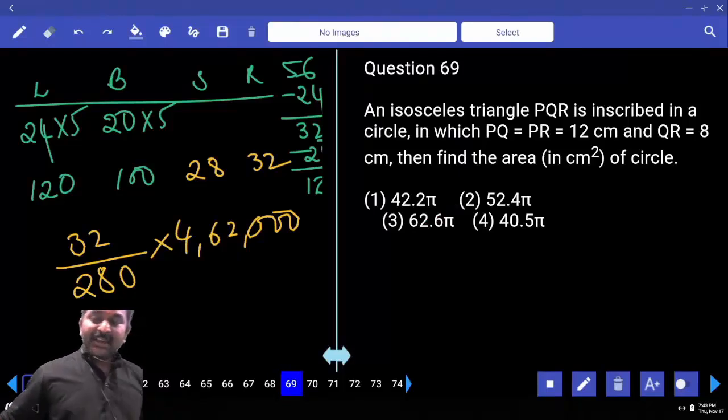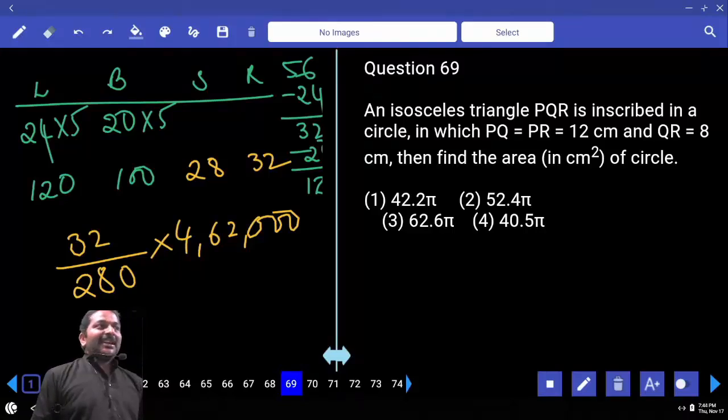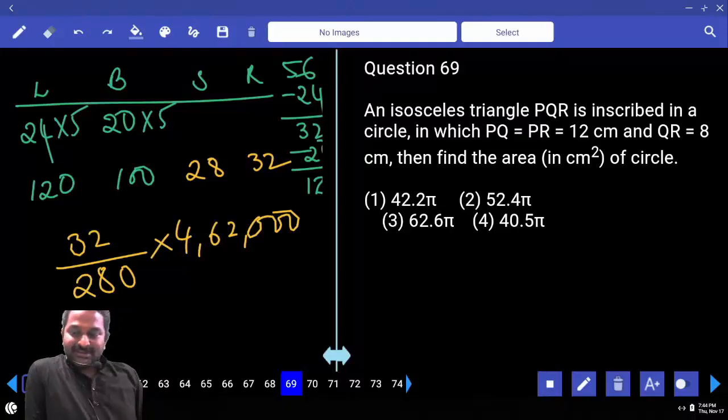An isosceles triangle PQR is inscribed in a circle in which PQ equals PR equals 12 centimeters and QR is equal to 8. Find the area of this circle. Is the circle inscribed in a triangle, or the triangle inscribed in a circle? Triangle inscribed in a circle.